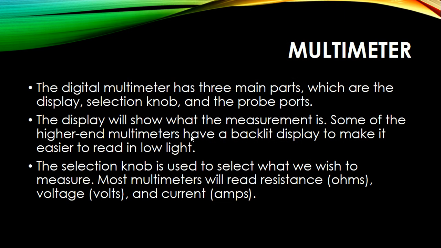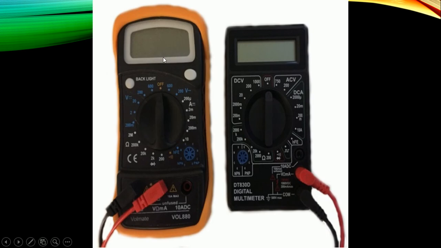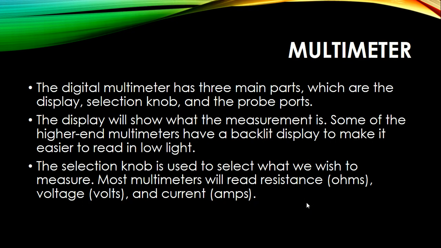The digital multimeter has three main parts, which are the display, the selection knob, and the probe ports. So let's go back to the image. The multimeter is composed of the display, the selection knob, and the probe ports. Okay, let's continue. The display will show what the measurement is. Some of the higher-end multimeters have a backlit display, just like a smartphone, to make it easier to read in low light. And then the selection knob is used to select what we wish to measure.